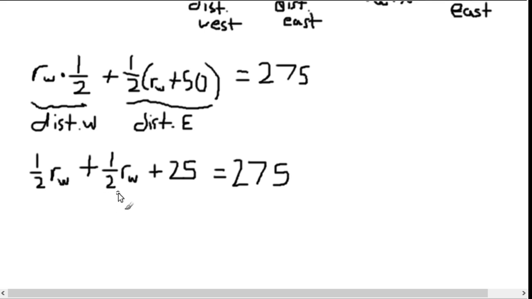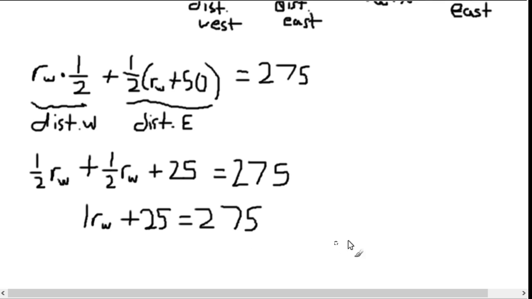Now in class, when we have these fractions in an equation, a lot of times, remember, we would clear this denominator, and you can do that in this case. You can multiply both sides by 2, and that's going to make your numbers quite a bit bigger, but you can also notice that this is actually pretty easy to add with these two fractions. 1/2 plus 1/2 makes this really nice. 1/2 plus 1/2 is just 1 RW. So those two added together gives me 1 RW plus 25 equals 275. And once again, this equation is simplified down into something that we can solve pretty easily.